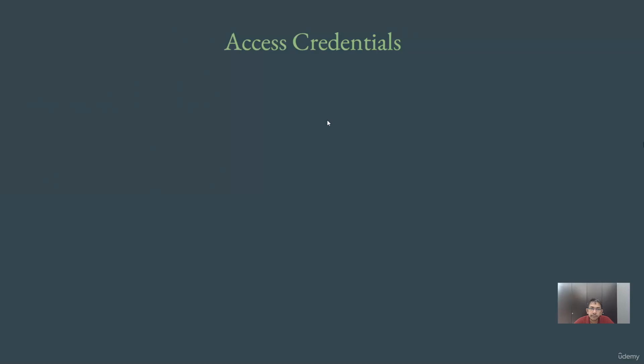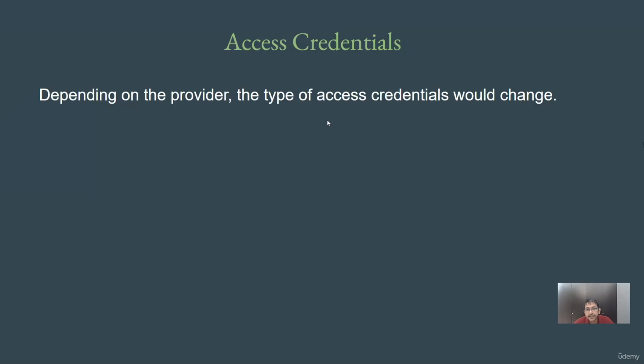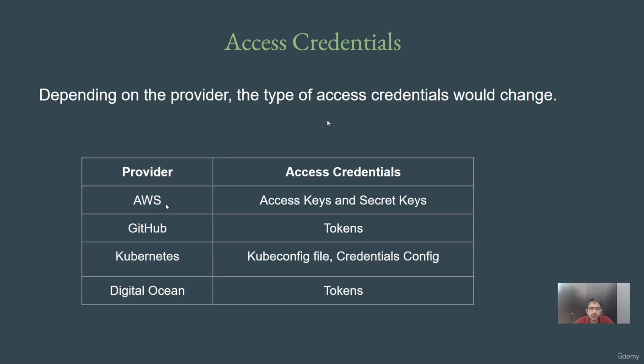Now, one more important thing that you need to keep note of is that depending upon the provider that you choose, the type of access credentials will also change. For example, if you are making use of the AWS provider, then in Terraform you might have to supply the access and secret keys. If you are making use of the GitHub provider, then you might have to use tokens. For Kubernetes, maybe a kubeconfig file or a credentials config and so on.